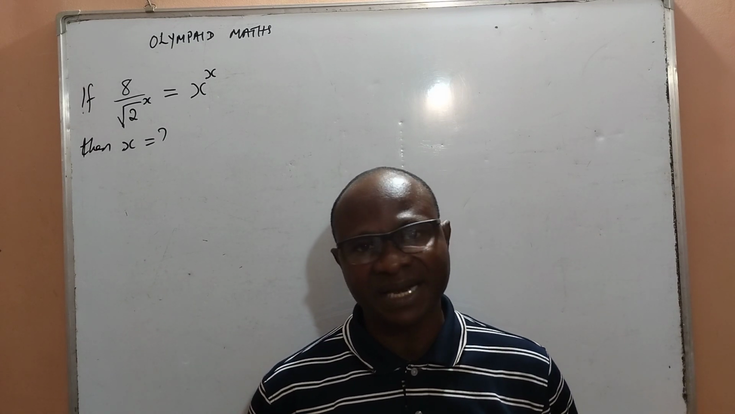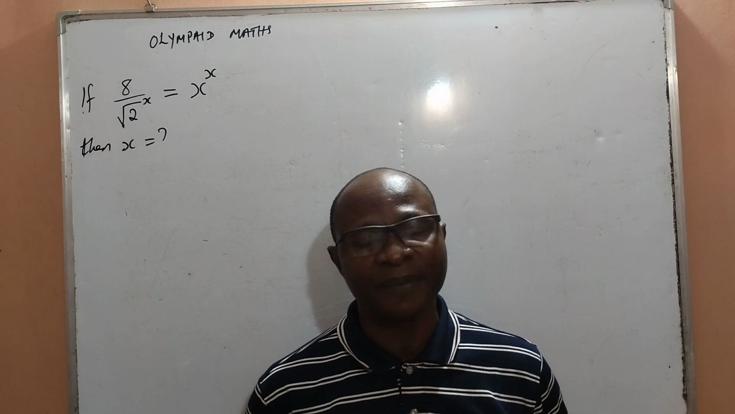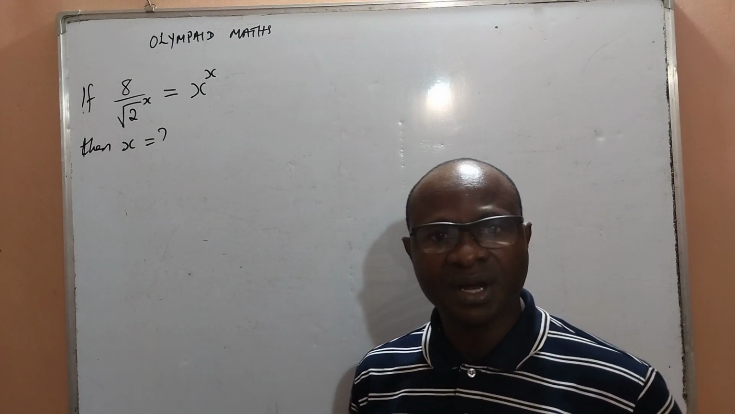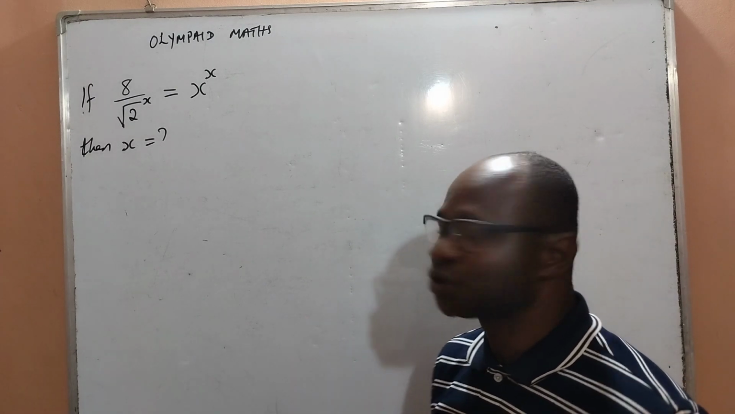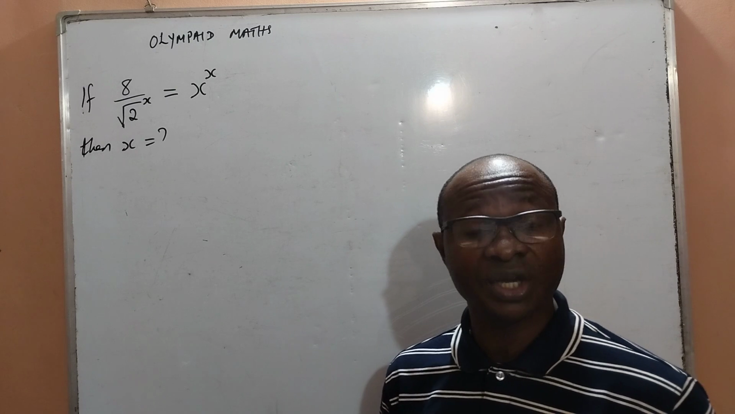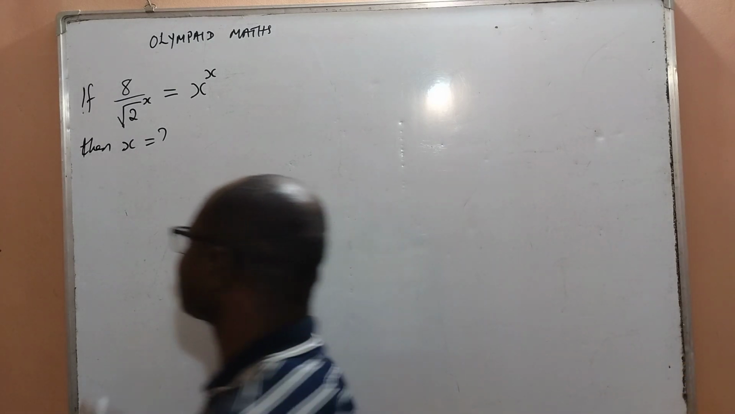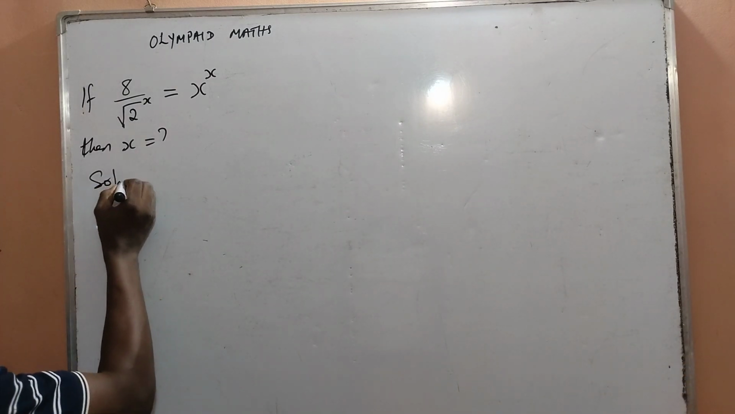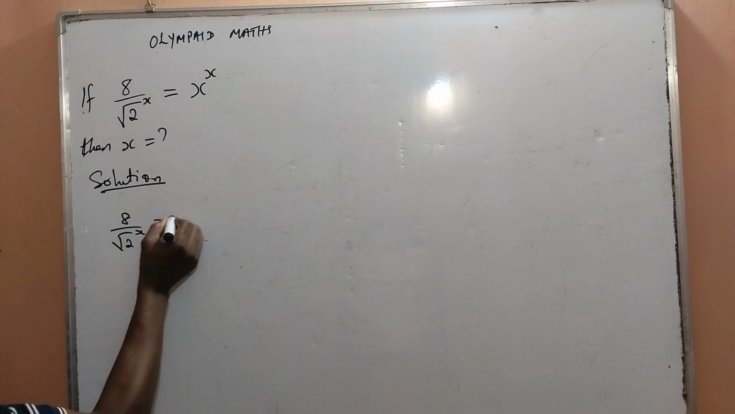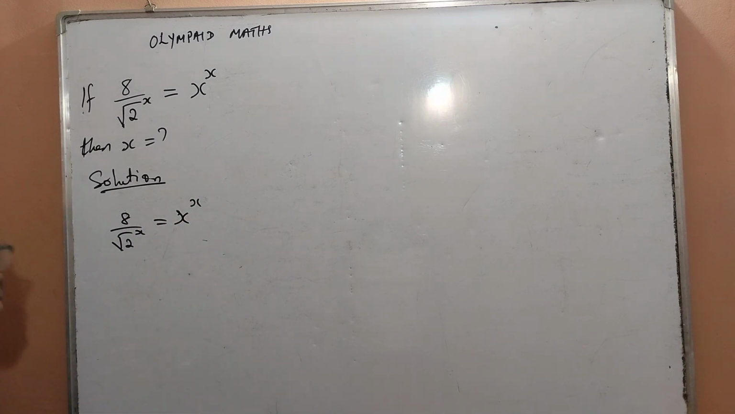In today's mathematics class, we shall be taking a question from an Olympiad maths. Here it is given that if 8 all over square root of 2 raised to the power x is equal to x raised to the power x, then x is equal to what value? Let us solve. Given to solve 8 over square root of 2, raised to the power x, equal to x raised to the power x.